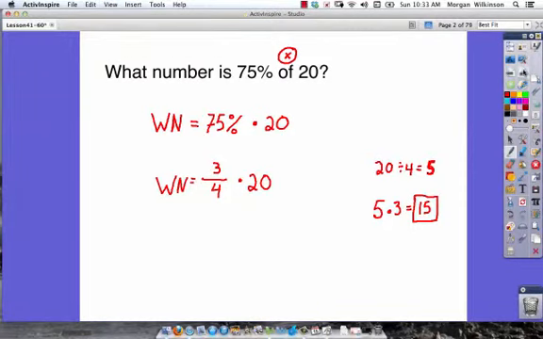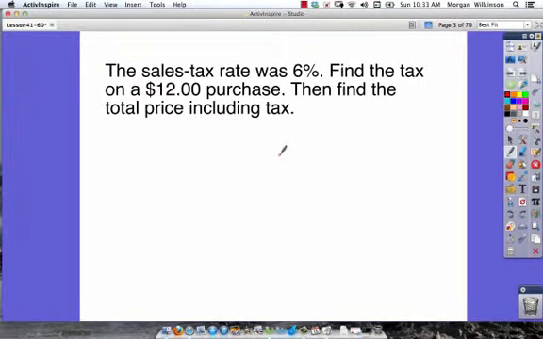Let's look at another problem. The sales tax rate was 6%. Find the tax on a $12 purchase. Then find the total price including tax. If we had an exact $12 purchase, we have to take the purchase price and multiply it by the sales tax rate in order to find how much sales tax there was. Now 6% is equal to 6 out of 100, because percents are always out of 100, which must be equal to 0.06, because we want the 6 in the hundredths place.